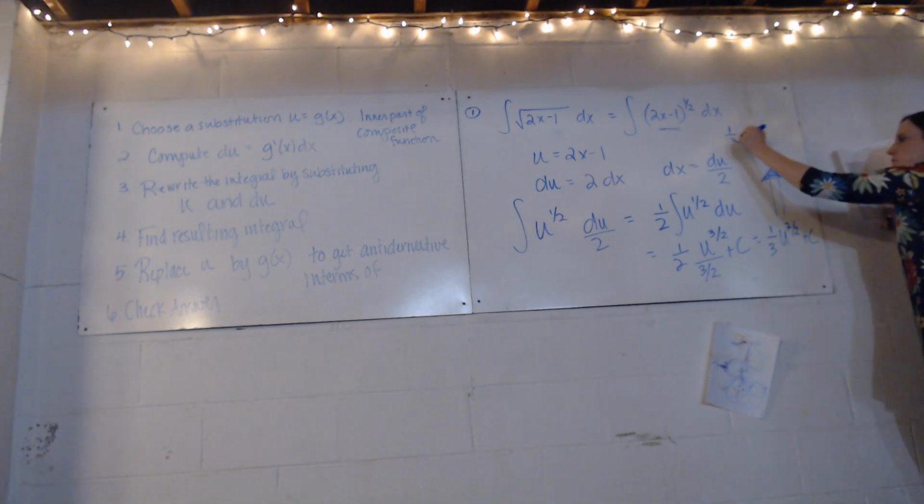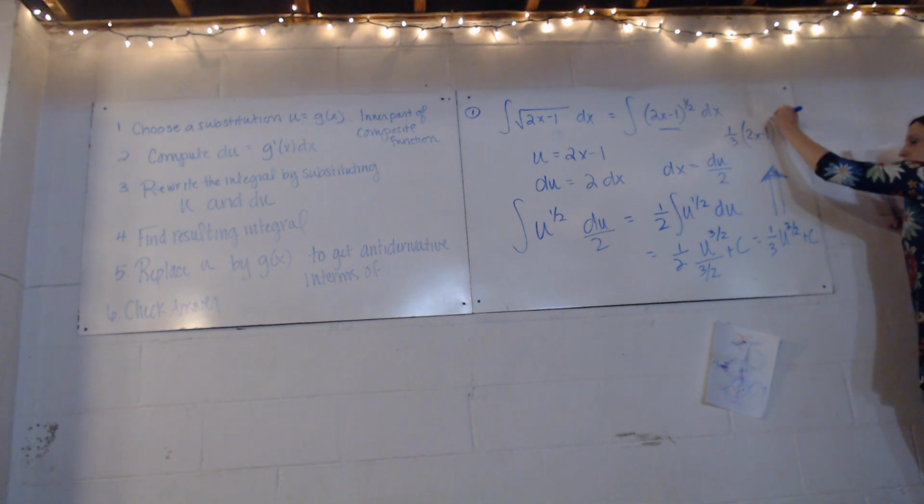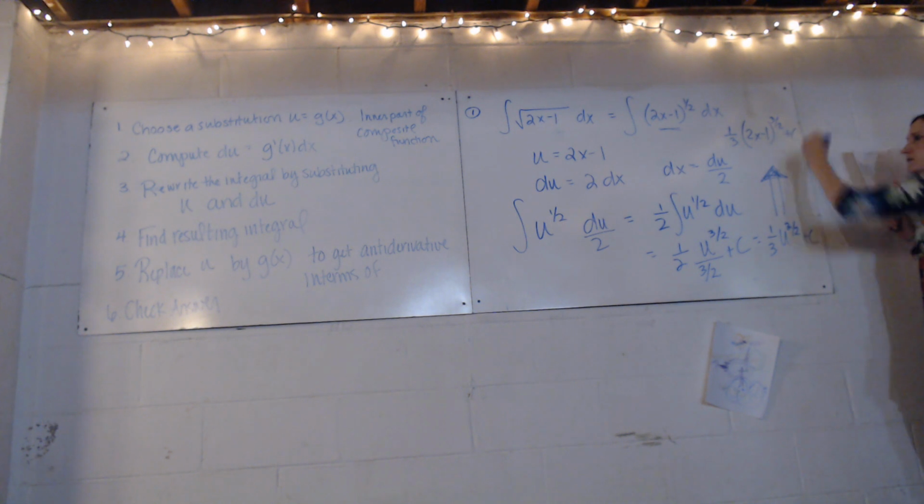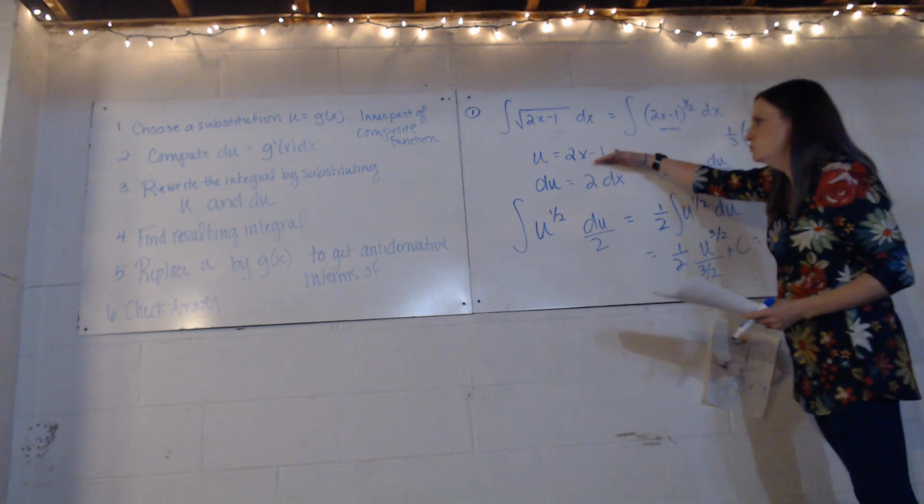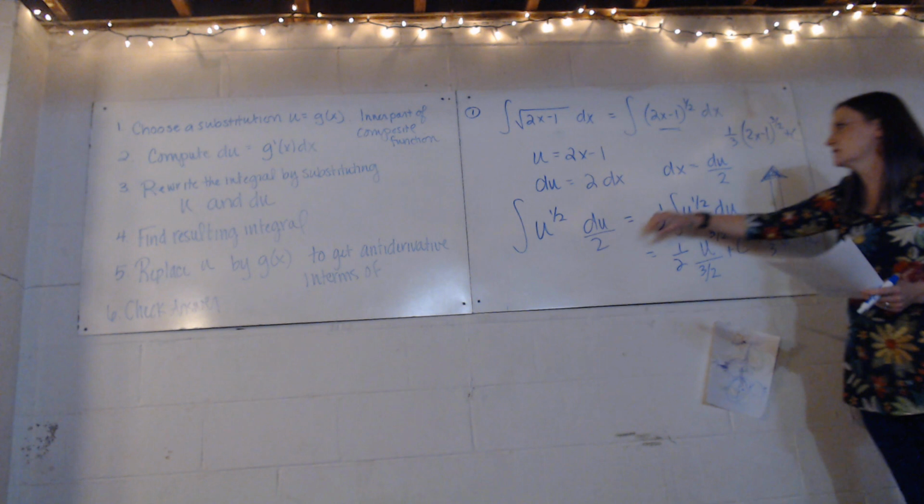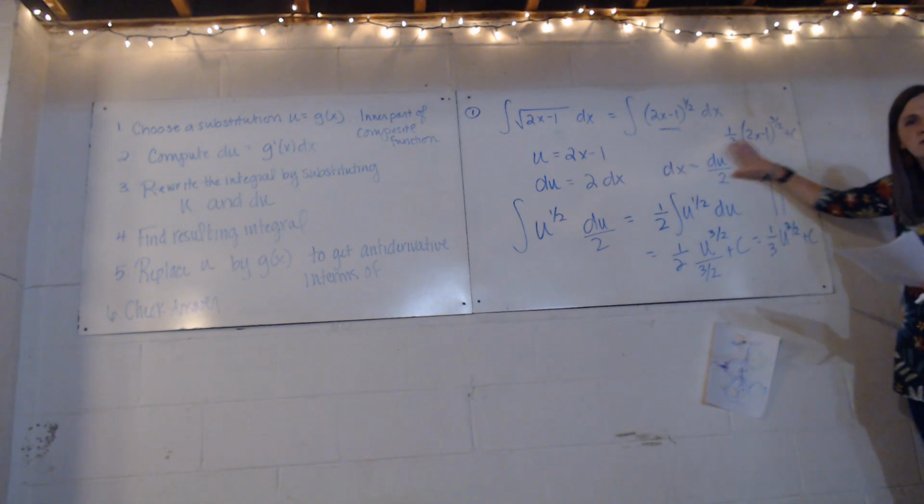This becomes 1/3 u, which is 2x minus 1, to the 3/2 plus c. That's my final answer. Again, you pick your u, find the derivative, do some substituting. Here I had to be a little bit more careful with that dx term.